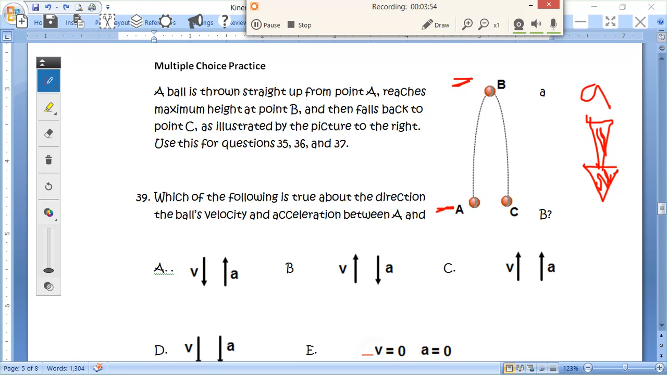So off the bat, we can cross out letter E, letter C, and letter A. So now we're down to choosing between letters D and B. You need to know that in order for the ball to go up, it has to have a positive velocity going in this direction, which would make our correct answer letter B.